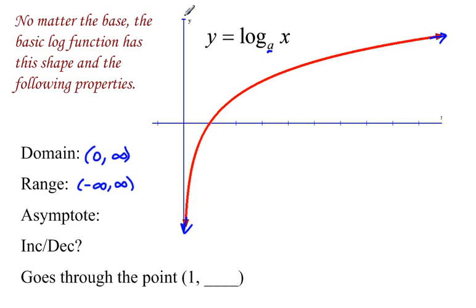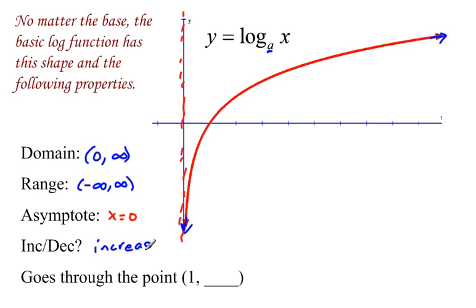Our asymptote this time is a vertical asymptote. Our graph never crosses this line, which is at x equals 0. And as we trace our graph from left all the way to right, we can see that we're continually increasing.